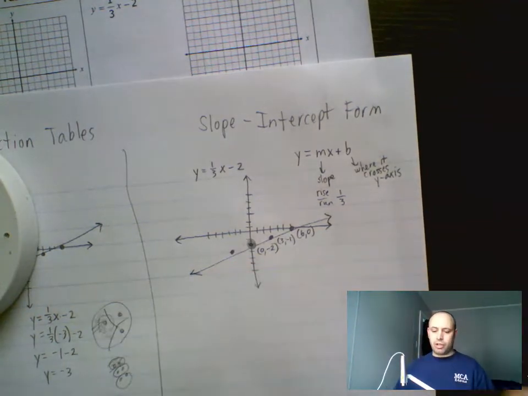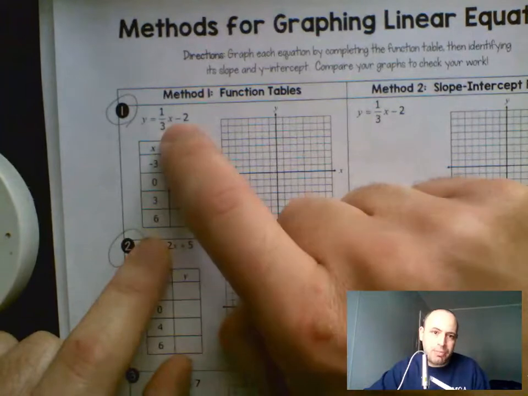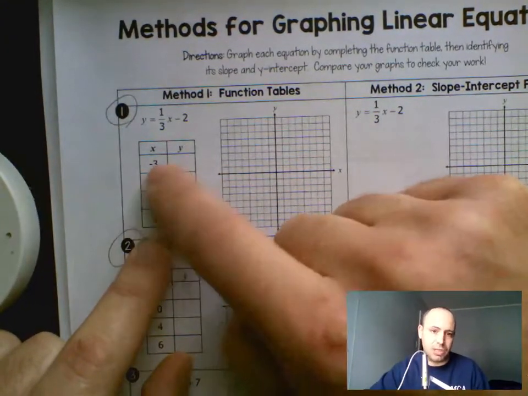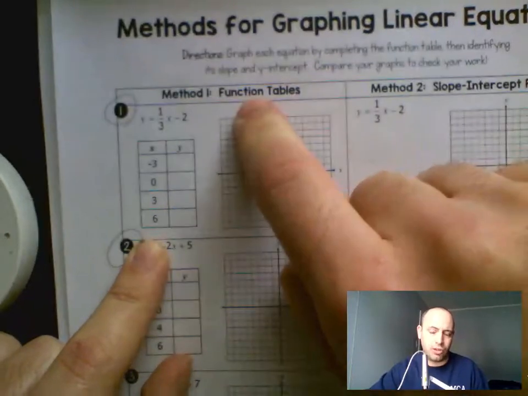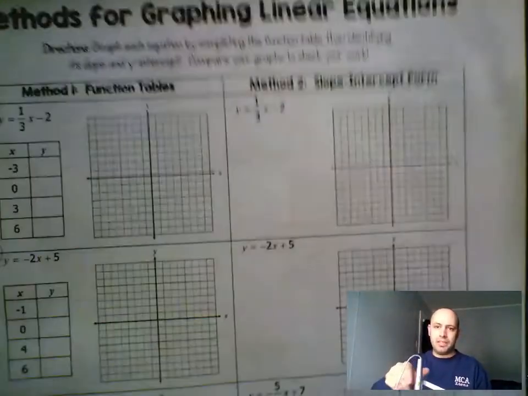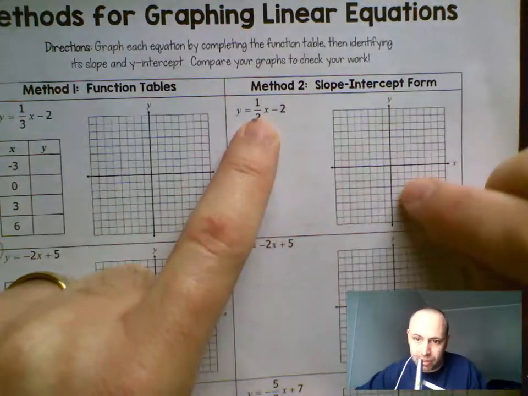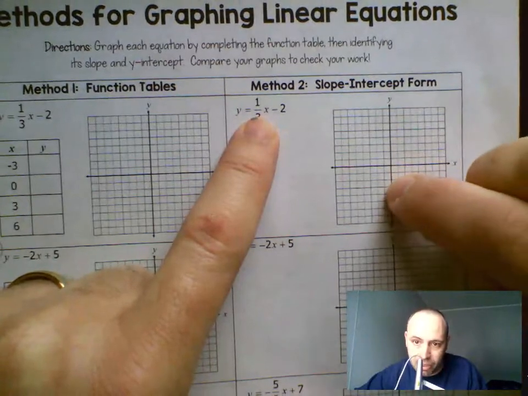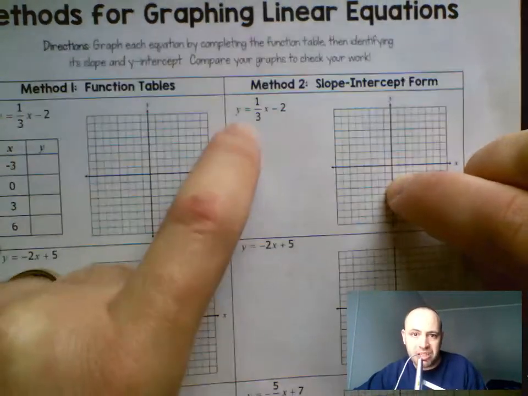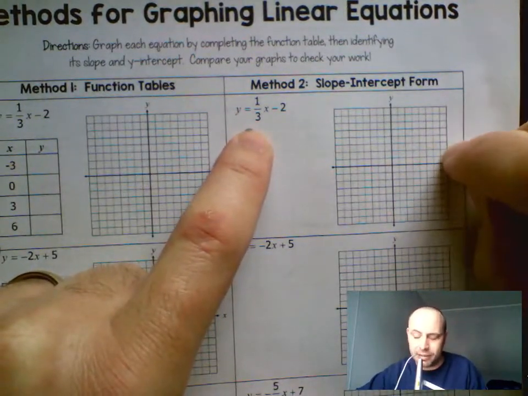So on the left-hand side, you're putting these in one at a time to the x and popping out 4 different y values, and then just plotting these points. That's one way, called the function table way. There's another way called the slope-intercept form, and in this way you're noting this -2 right here is where the line has to cross the y-axis. So you're putting your first point at (0, -2), and then you're using this slope, the rise over the run, to dictate how the rest of your line is drawn.